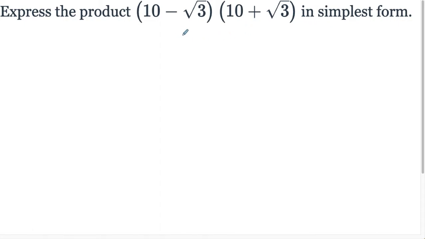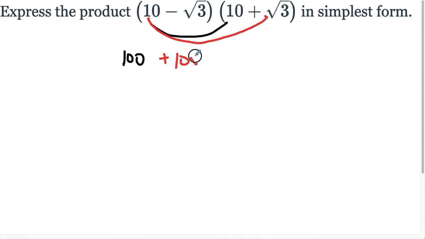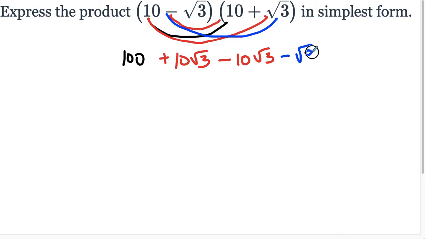We have to distribute when we can. So whenever we distribute, we always go in order. First times first, which is 10 times 10, which is 100. And then my outers, this 10 times radical 3 is a positive 10 radical 3. And then my inners, which is minus square root of 3 times 10, is the same, minus 10 square root of 3. And then my last terms, negative square root of 3 times positive square root of 3 is a negative square root of 9, all right?